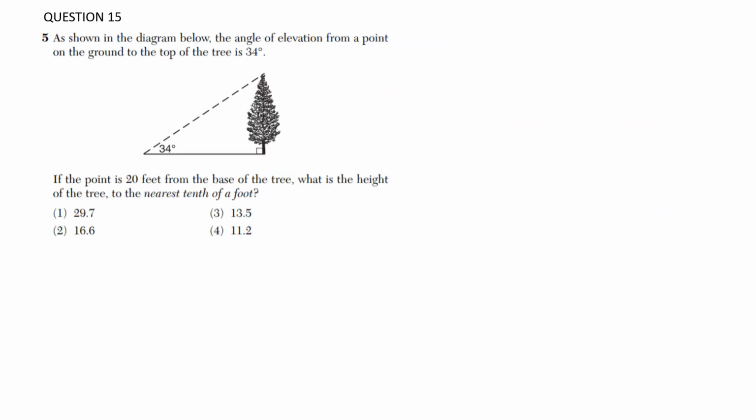As shown in the diagram below, the angle of elevation from a point on the ground to the top of the tree is 34 degrees. If the point is 20 feet from the base of the tree, what is the height of the tree to the nearest tenth of a foot? Alrighty.